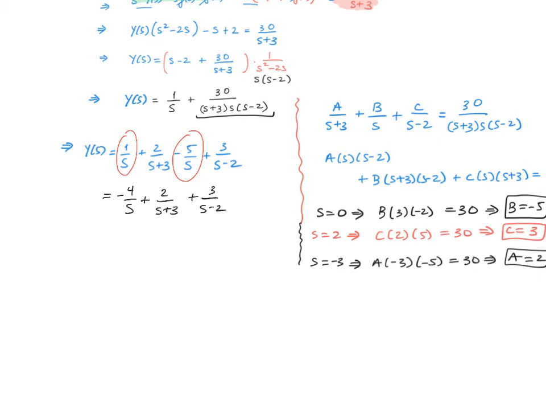Okay. Then to get the final answer, you want to do the inverse Laplace transform. So therefore y of t will be the inverse Laplace transform of this one and this one, which will be minus 4 for the first one, and then plus 2e to the minus 3t for the second one, and then finally plus 3e to the 2t. And this is the final answer.